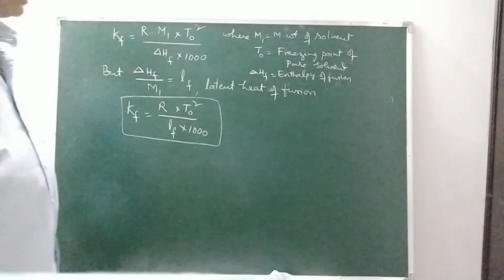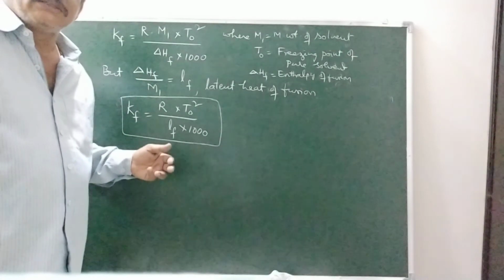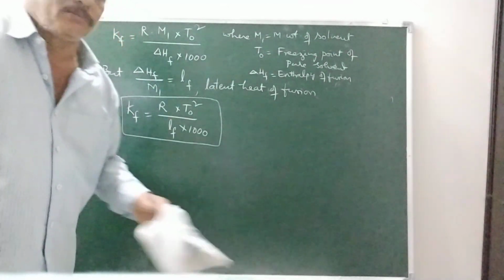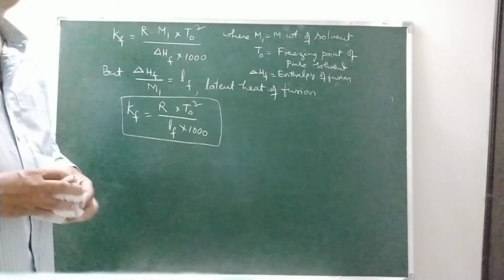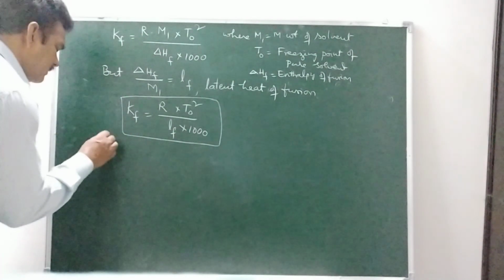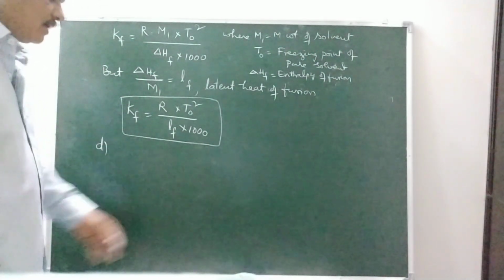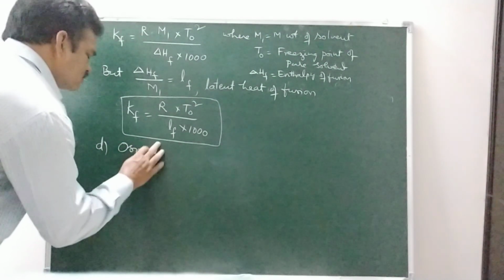So this is about depression in freezing point, which is the third colligative property. All these properties are useful to calculate the molecular weight of a non-volatile solute. Next, the fourth one is osmotic pressure.